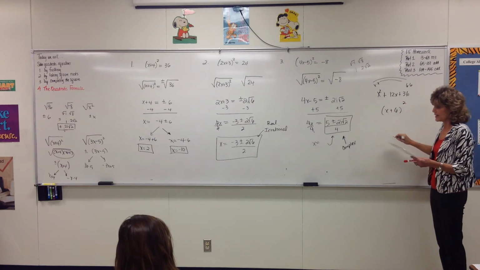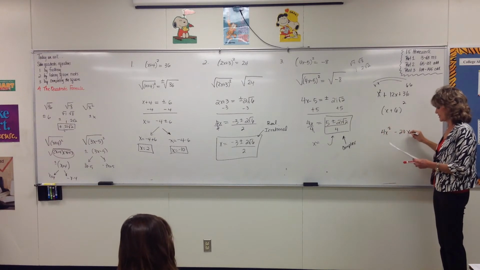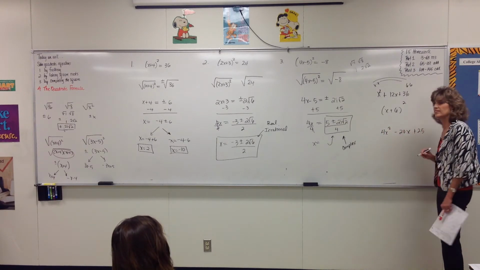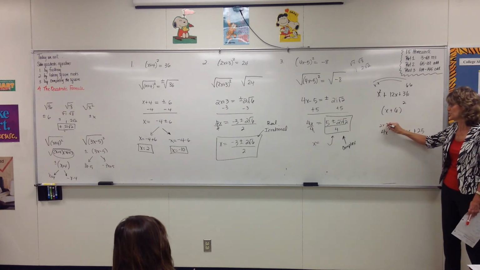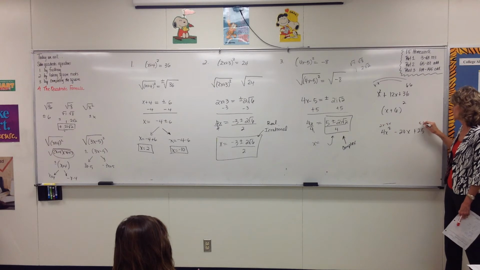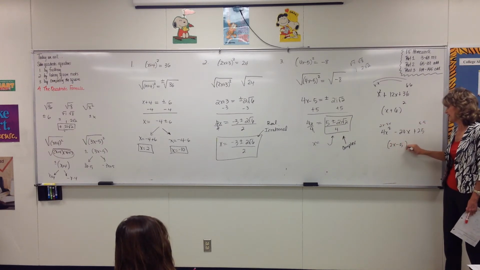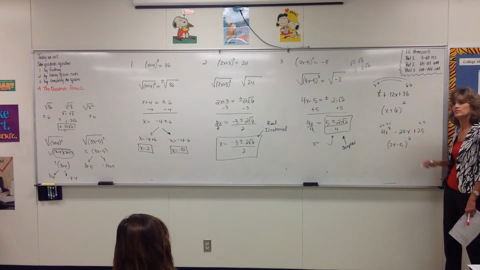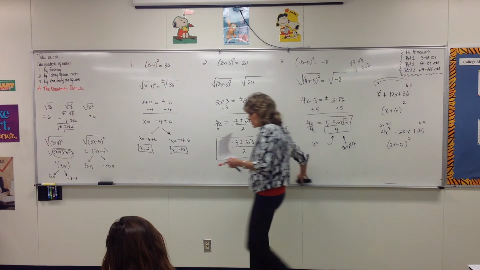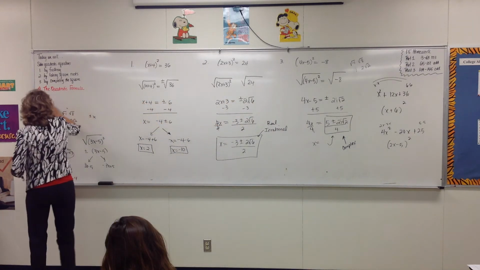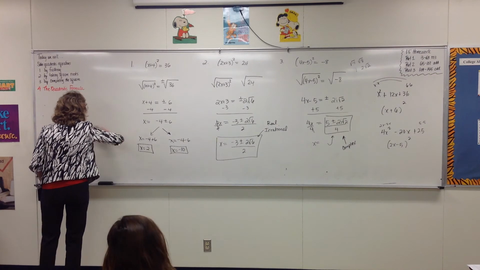Here's another one. If you see 4x squared minus 20x plus 25. 2x minus 5 squared. Good. This is 2x times 2x. This one is 5 times 5. So 2x minus 5 squared. It is a perfect square trinomial. Down at the bottom, you have instructions that say, solve by factoring and then taking the square root.